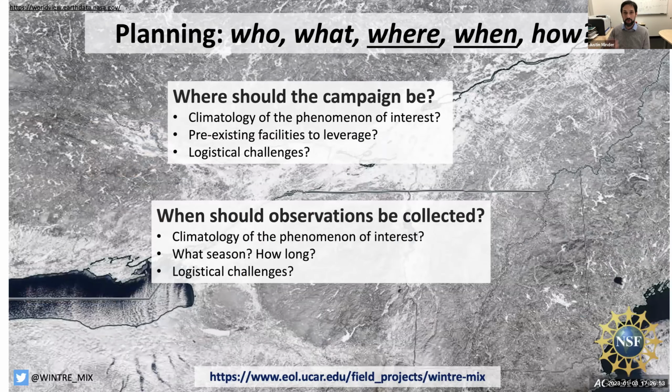Okay, so that's the who. So what about the where and the when? So where should your project be? Things to consider here are, what's the climatology of your phenomena of interest? If you want to go out and study a certain type of phenomena, such as say freezing rain, you want to make sure that you're going somewhere where it happens frequently enough that you can be confident that you're going to be able to observe that thing.